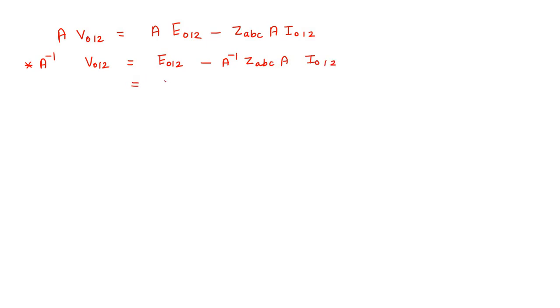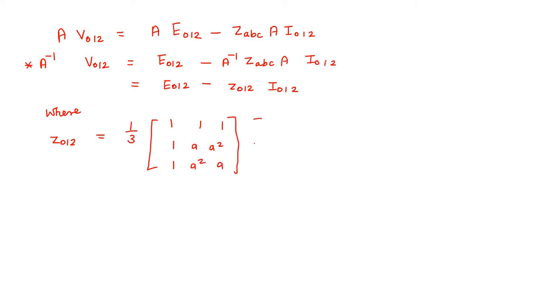How to write E naught 1 2 minus Z naught 1 2 into I naught 1 2, where Z naught 1 2, that is equal to, what is the value? A inverse, that is 1 by 3 matrix 1 1 1 1 A square 1 A square A.